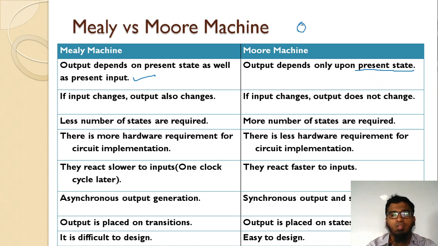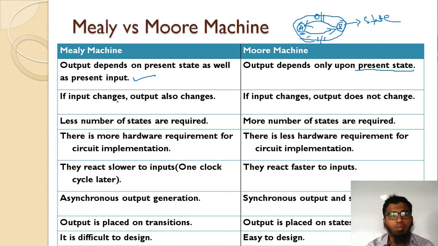State is nothing but, if we have A and B, this is called a state. And whatever numbers you are going to write, 0, 1, 1, 1, this is the present input. Clear? We will take an example and see that. So just for reminding, this is a state.